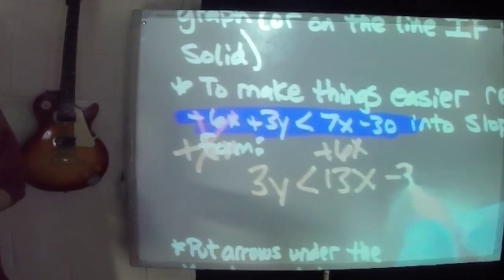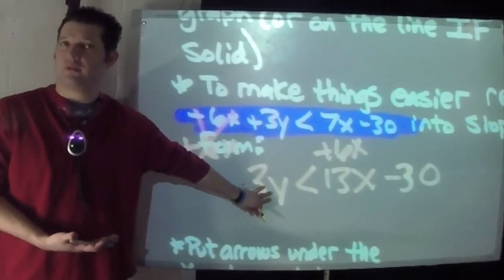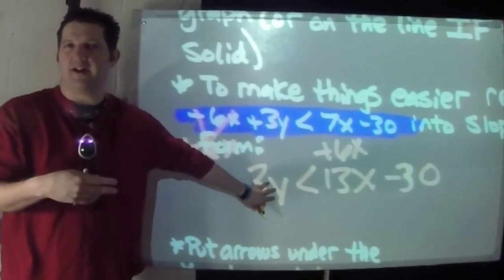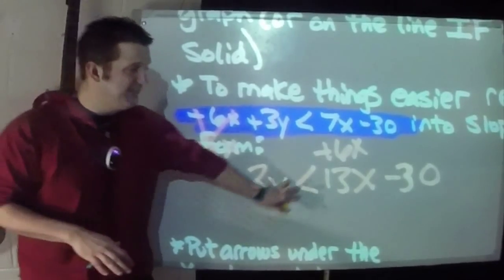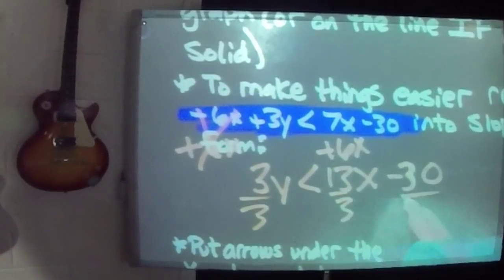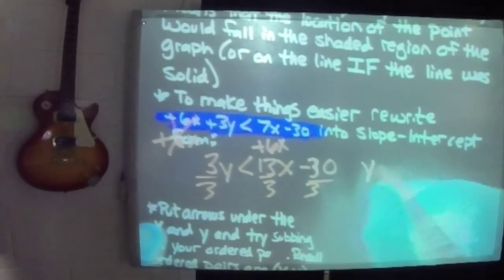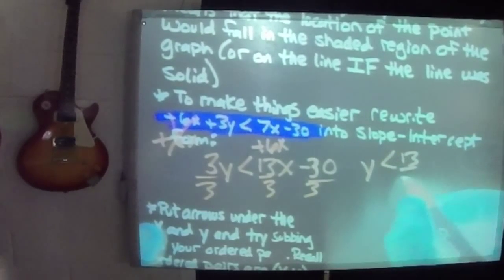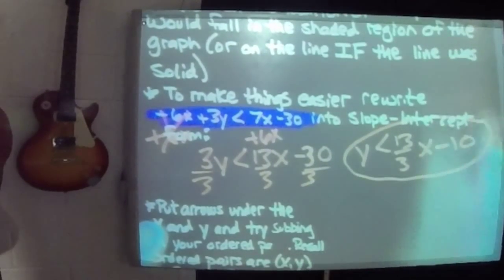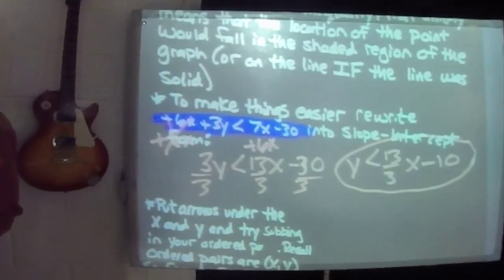Now here's a thought. Is this y positive or negative? Positive. You need to think that because it's about the sign flipping. So am I going to flip or not? No, I'm not going to flip. So it is going to be less than. I'll divide everything by 3. I won't flip. And I will have y is less than 13 over 3 x minus 10. Good job.